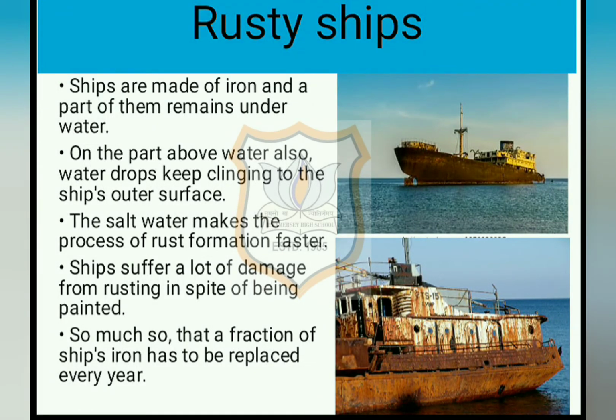Students, you know that ships are made of iron and a part of them remains underwater. On the part above water also, water drops keep clinging to the ship's outer surface. Moreover, the water of the sea contains many salts. The salt water makes the process of rust formation faster. Therefore, ships suffer a lot of damage from rusting in spite of being painted. So much so that a fraction of a ship's iron has to be replaced every year.